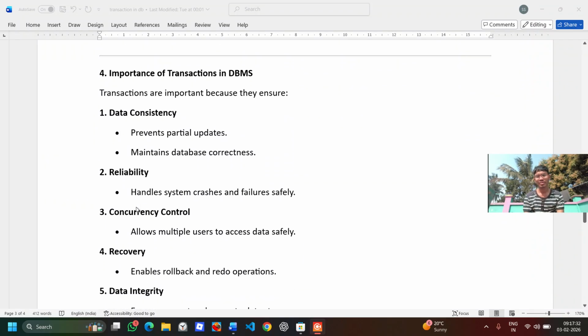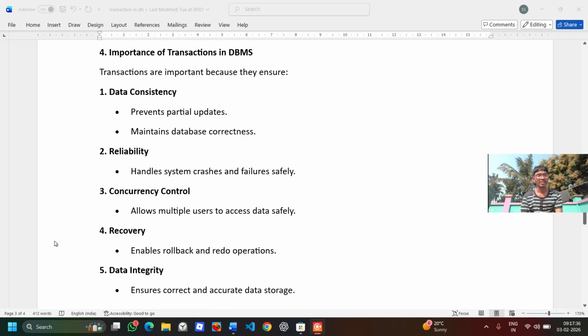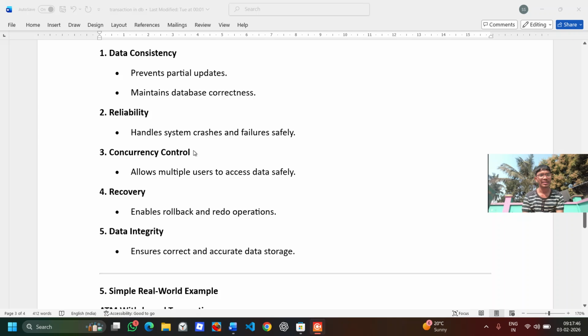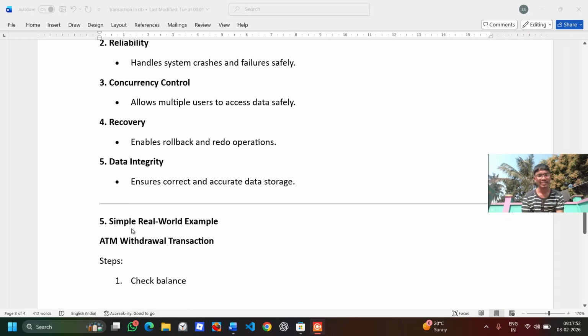What is the importance of transaction in DBMS? Here are the importance: data consistency, which we have studied, preventing partial updates, maintaining database correctness, then reliability, concurrency control, recovery, and integrity. These are all the things.